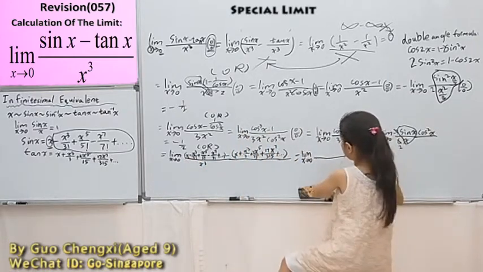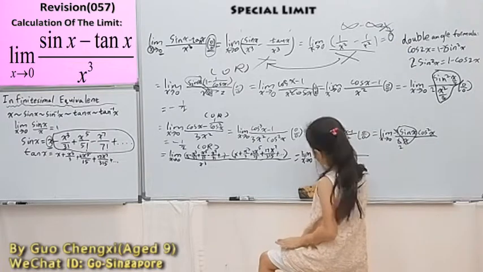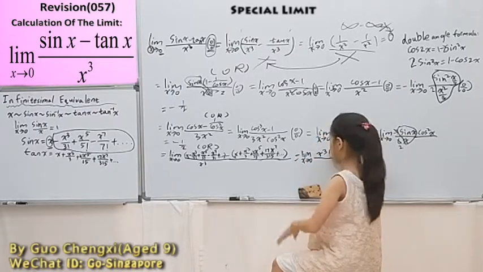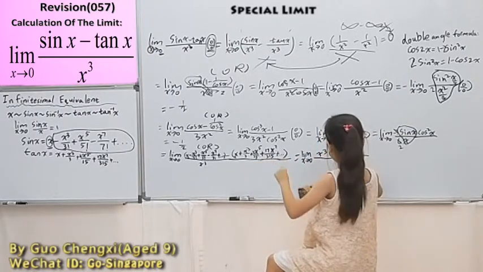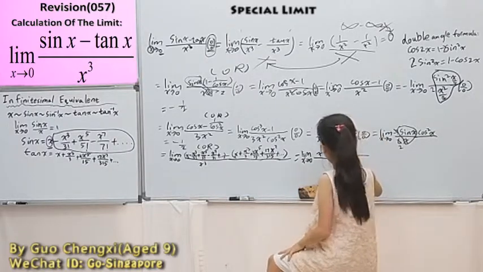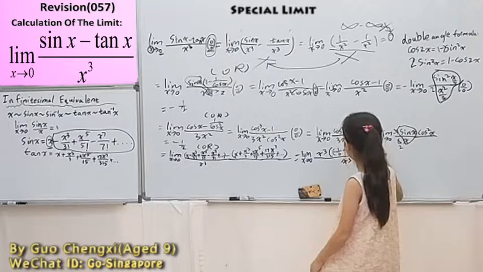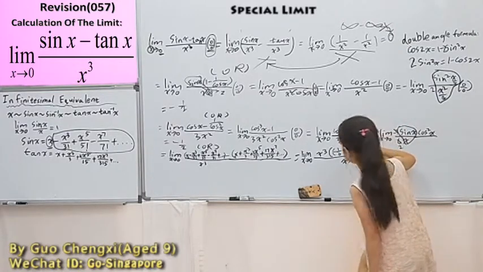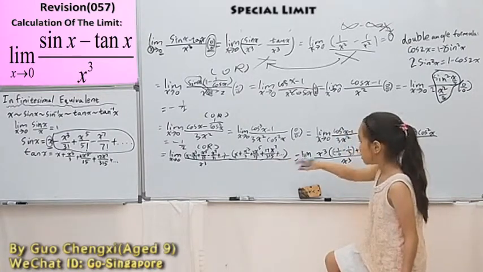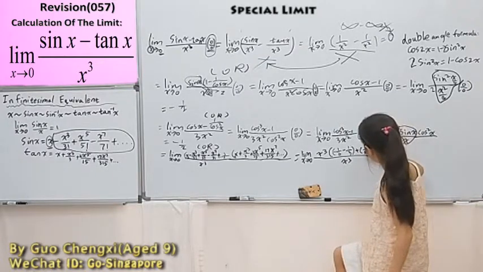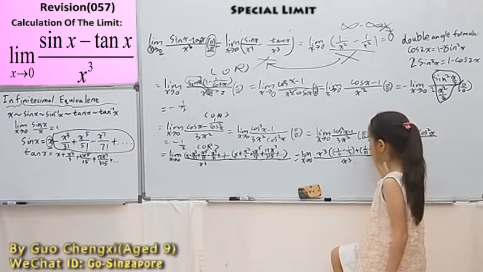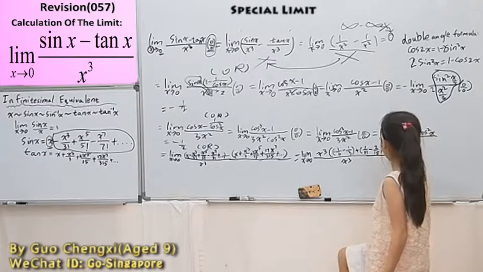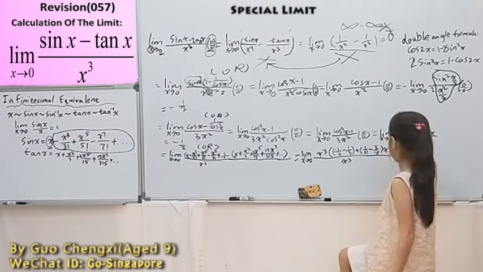So, what to do? You actually can take out an x cube. Because then the rest all have an x cube. So here, which will be 1 over 6, negative 1 over 6 minus 1 over 3. Then after that, plus your 1 over 5 factorial minus 2 over 15. Bracket x squared plus so on and so forth.